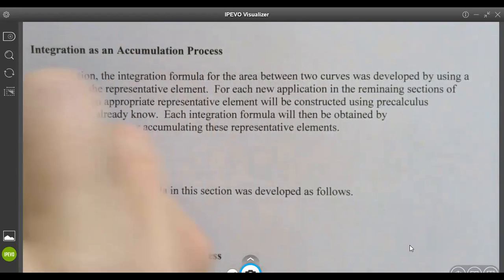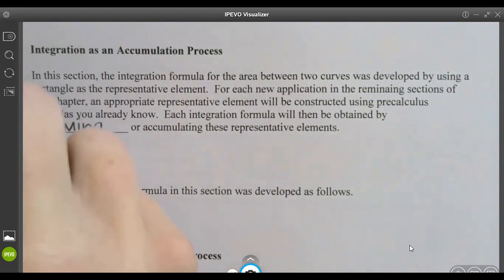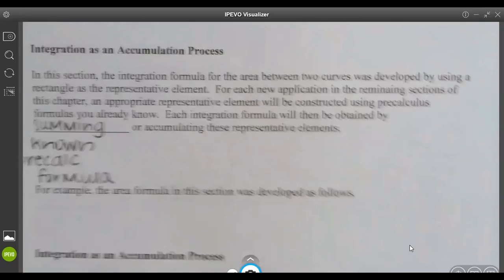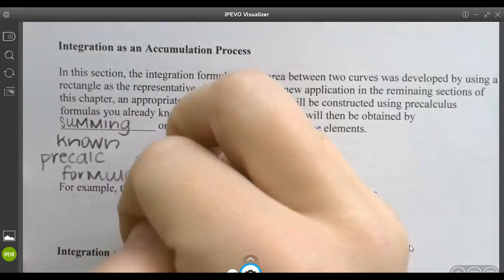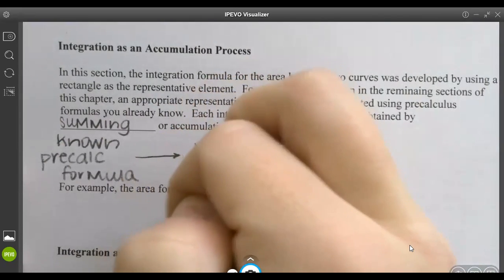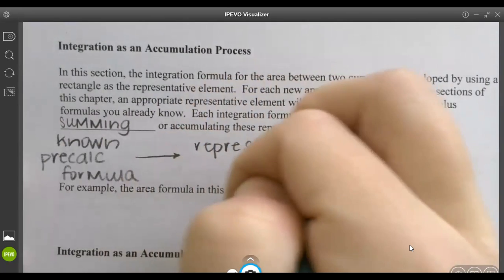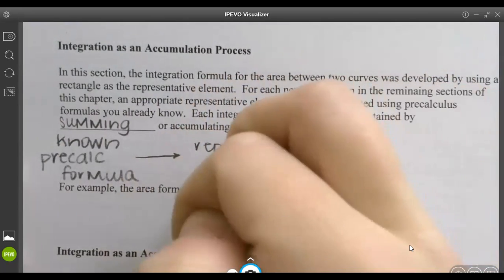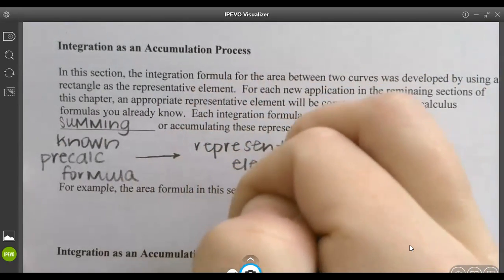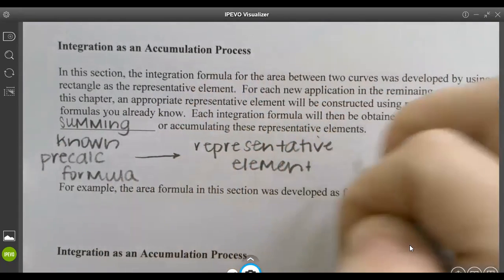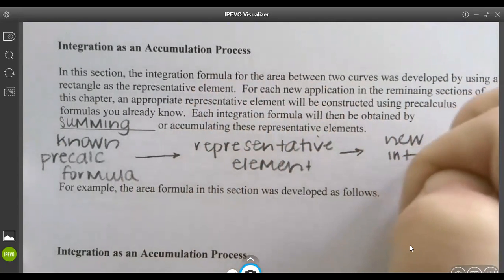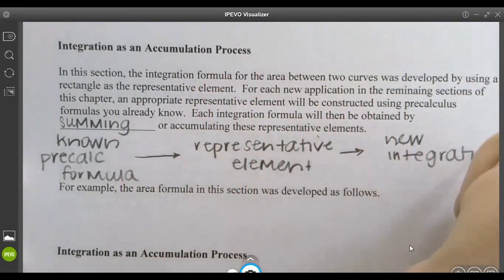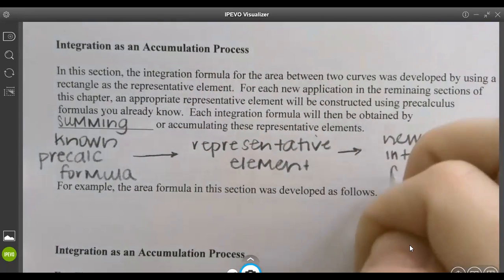So you will have a known pre-calc formula that will give you a representative element so that you can have a new integration formula.